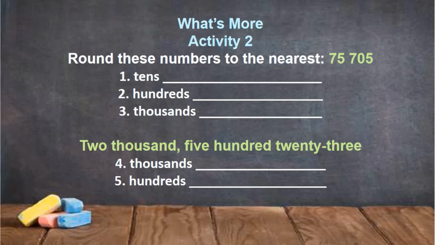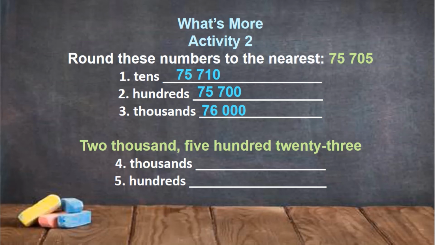Let's move on to what's more. Activity 2. Round these numbers to the nearest tens, hundreds, and thousands. Number 1. 75,705 rounded to the nearest tens is 75,710. Next, number 2. 75,705 rounded off to the nearest hundreds is 75,700. 3. 75,705 rounded to the nearest thousands is 76,000.